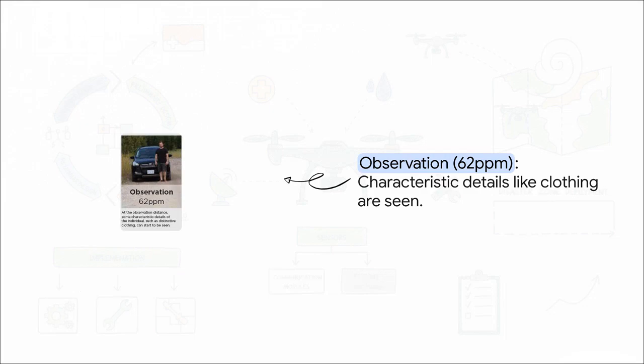This is a huge threshold. Characteristic details, like the specific color of someone's clothing, finally start to come into view. Think about it. If rescue teams are looking for a missing person reported to be wearing a red shirt, this is the absolute minimum mathematical requirement for your camera.